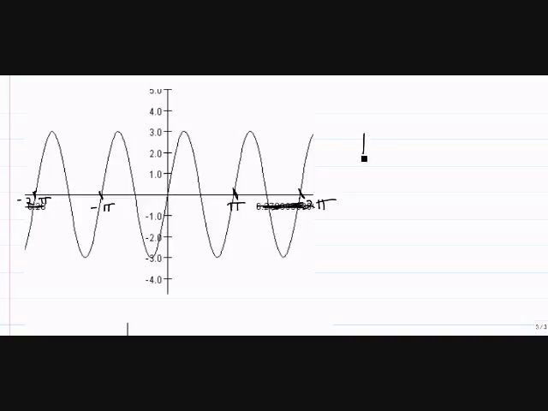What's the period of this one? The distance it takes to do 1 cycle. What's the amplitude? It's going between positive 3 and negative 3. So that's a distance of 6 divided by 2. That's 3.